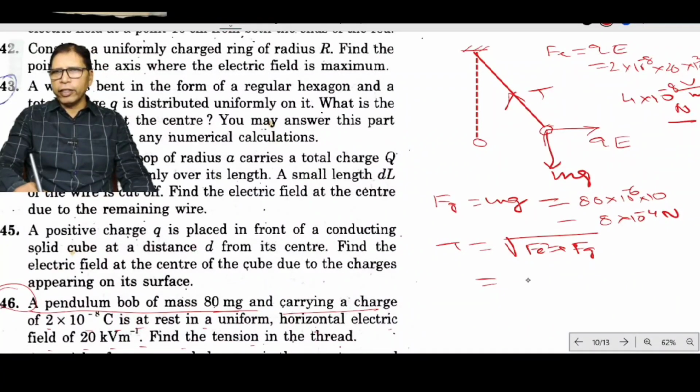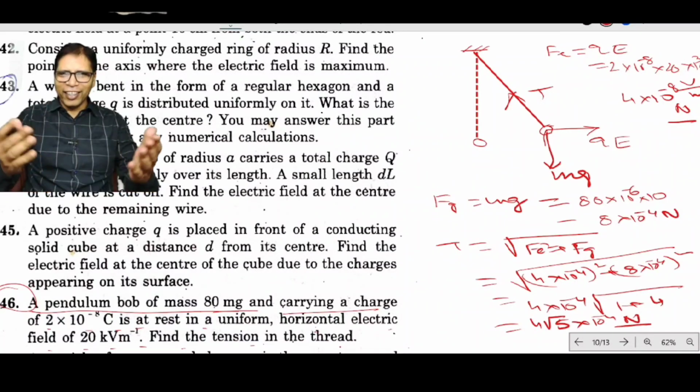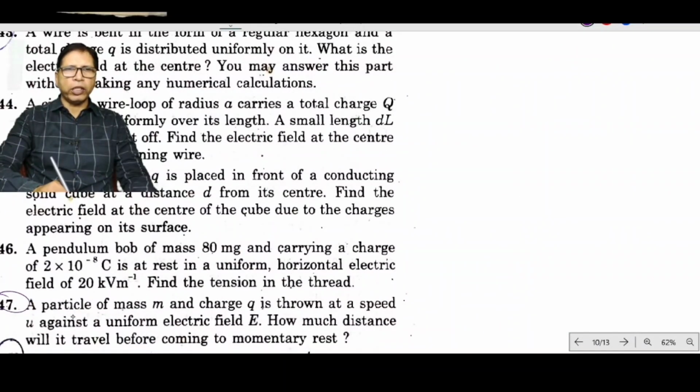So look at this. This is the Fe. This is (4 × 10^-4)² plus (8 × 10^-4)², all under the root. No problem. So look at this. This is 4 × 10^-4 root under 1 plus 4. So look at this. Force, so tension, is 4√5 × 10^-4 Newton. Okay. Next. Now question number 47.